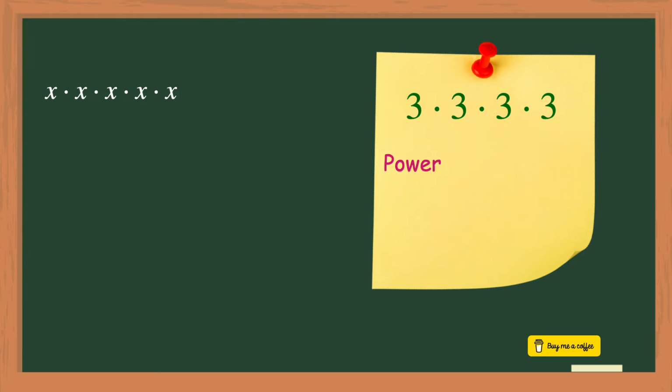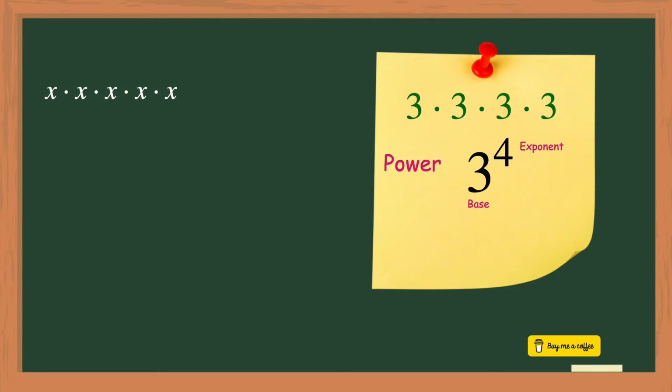Remember, a power has two parts, a base and an exponent. The base is the factor that is being repeated. So in this expression, that would be the 3. The exponent is the smaller number on the upper right of the base that tells you how many times that factor of 3 is being repeatedly multiplied to itself, which in this expression is 4. So this numerical expression can be rewritten as 3 to the 4th power.